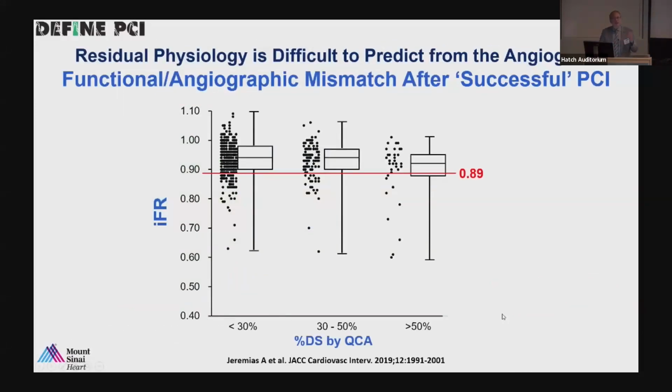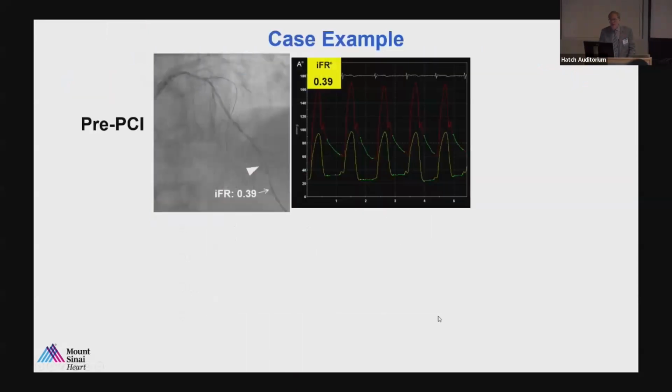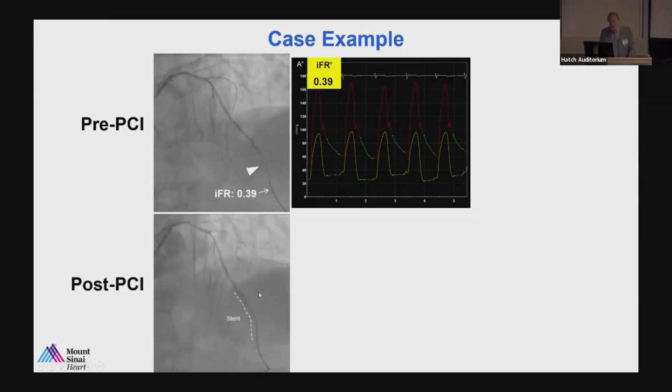And again, you can't see these things angiographically. If you look at the diameter stenosis, they look exactly the same whether or not there is residual ischemia after PCI. So here, for example, this long diffuse LAD lesion, the iFR is very, very low. It's very abnormal. A stent is put in here. The stent result doesn't look so great, but that's the result. They then perform post-PCI physiology, and they get 0.74, which is still very abnormal.